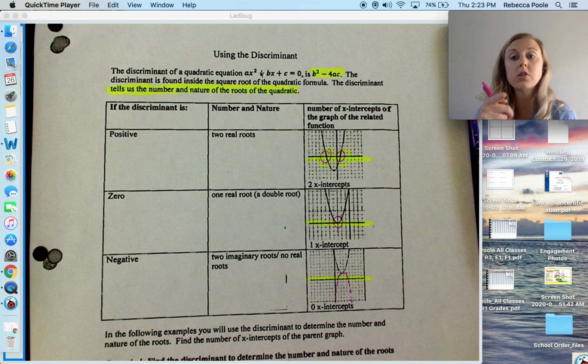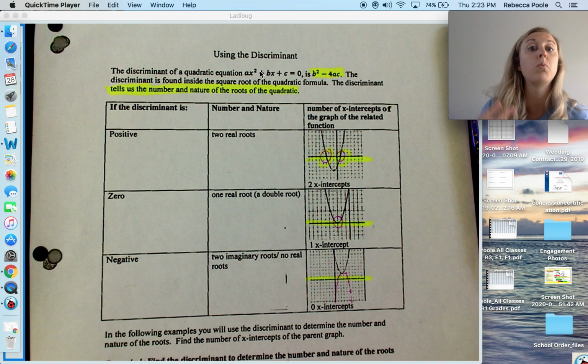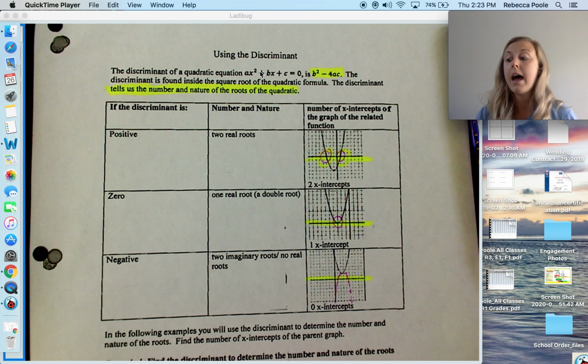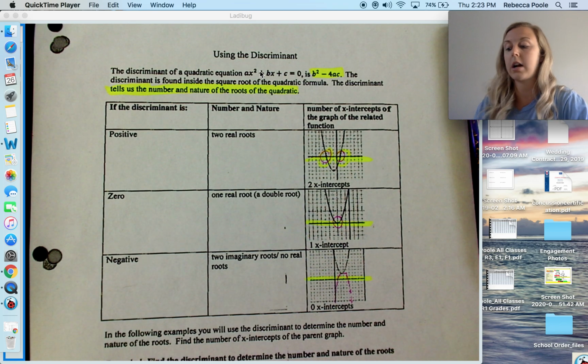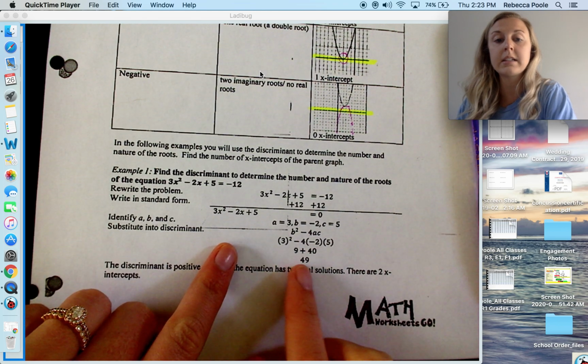So first we're going to start off with just finding the discriminant of different quadratics so we know how many x-intercepts it has and what they look like. Are they real? Are they imaginary? That kind of thing. And then we'll move into how you actually find them using this thing called the quadratic formula, okay? So if you look at the bottom of your guided notes, there is an example for you guys to look at.